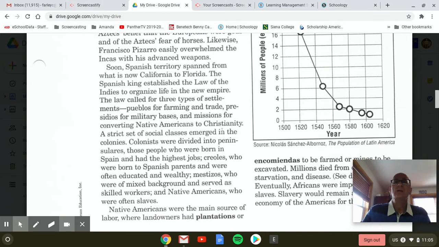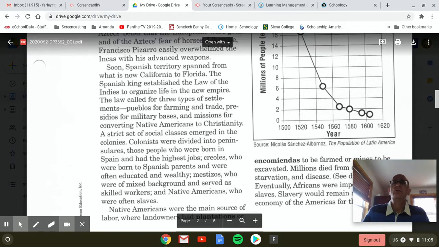A strict set of social classes emerged in the colonies. Colonists were divided into peninsulares, those people who were born in Spain and had the highest jobs; Creoles, who were born to Spanish parents and were often educated and wealthy; mestizos, who were of mixed background and served as skilled workers; and Native Americans, who were often treated and considered as slaves.